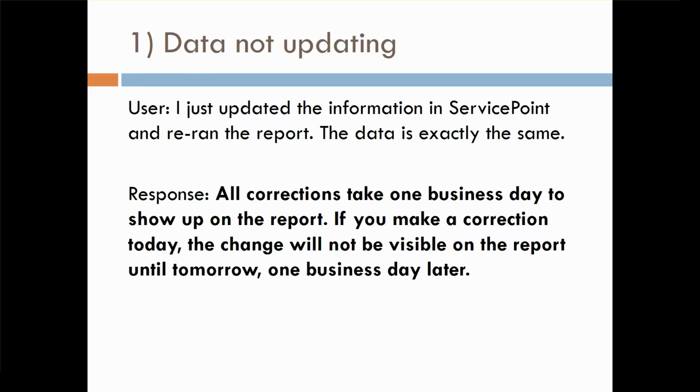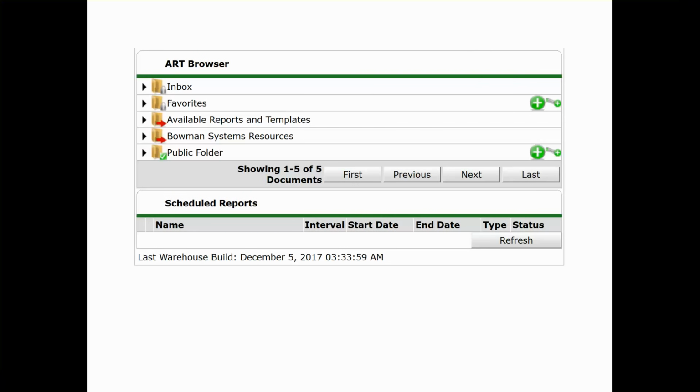There's a separate server from the application server where you enter the data, and the reporting server where the semi-annual report is populated. So, if you make a correction today, the change won't be visible on the report until tomorrow, 1 business day later. If you want to know the exact date and time in which the report is viewing the data in the system, if you go to the advanced reporting tool, you can see at the bottom of the screen there is a last warehouse build, and this will show the exact date and time in which data collected prior to this date will show up in the semi-annual, and data collected after this date will not.